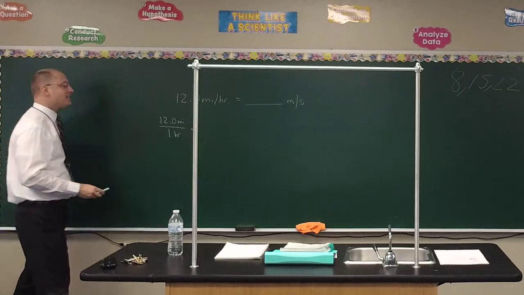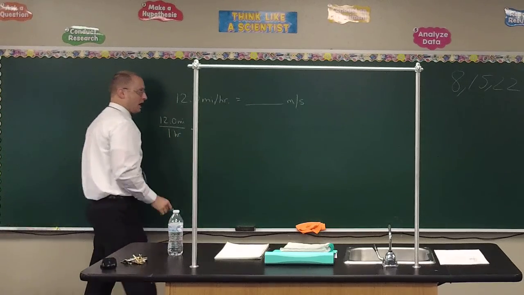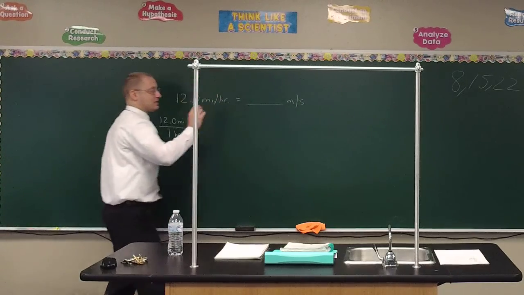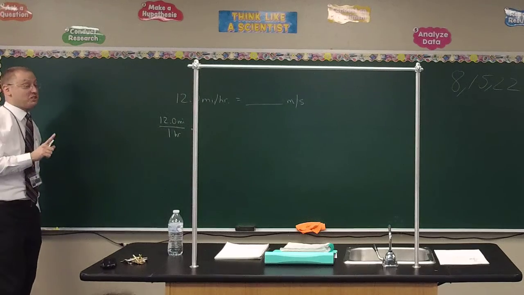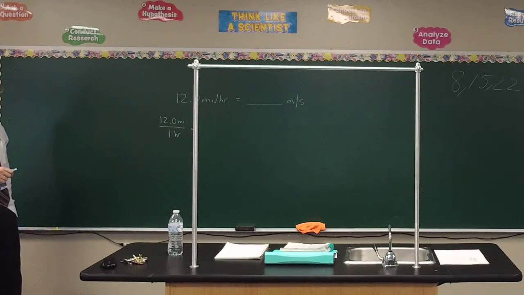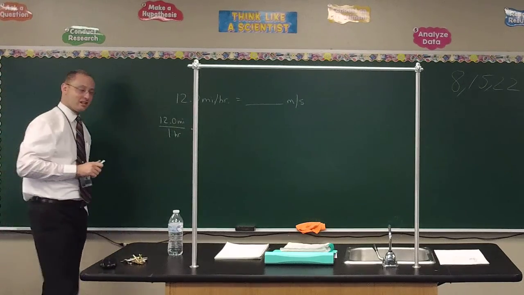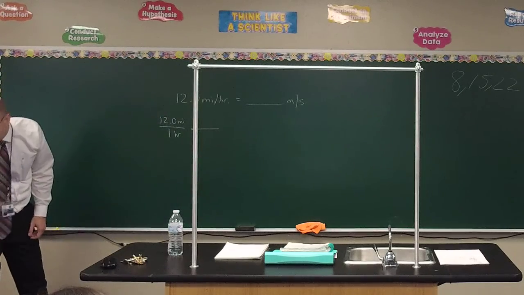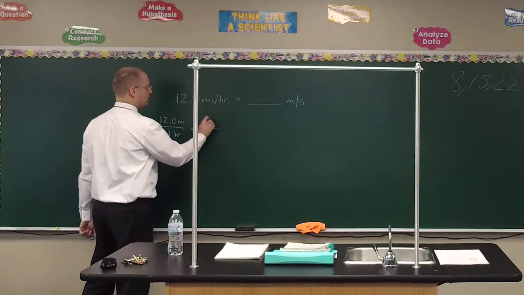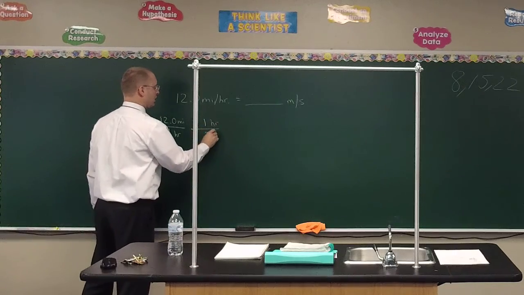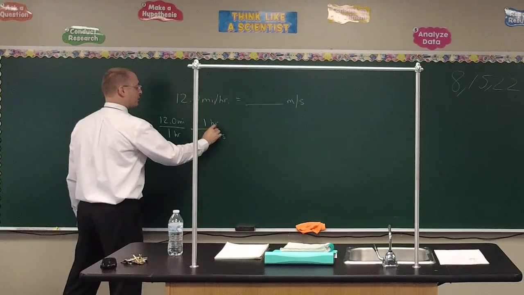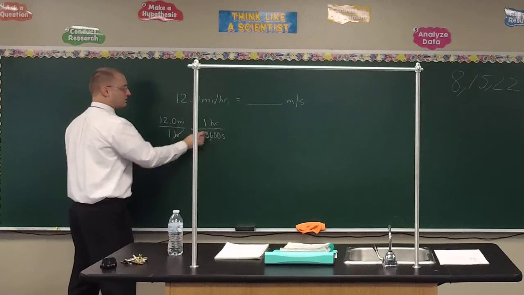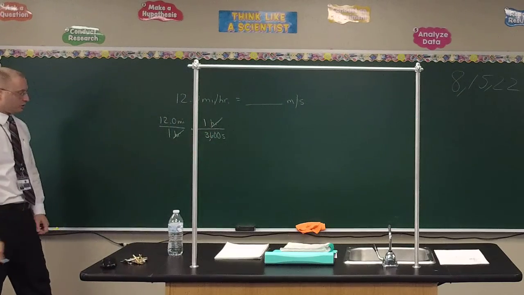For instance, if I wanted to get rid of hours and change it into seconds, well, I know, or should know, how many seconds are in an hour, Audrey? 3,600. So I'm going to multiply by what ratio? 1 hour over 3,600 seconds. Good. 1 hour over 3,600 seconds. And that allows the hours and hours to cancel.